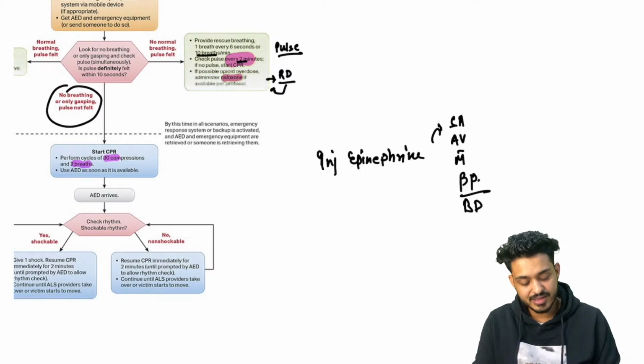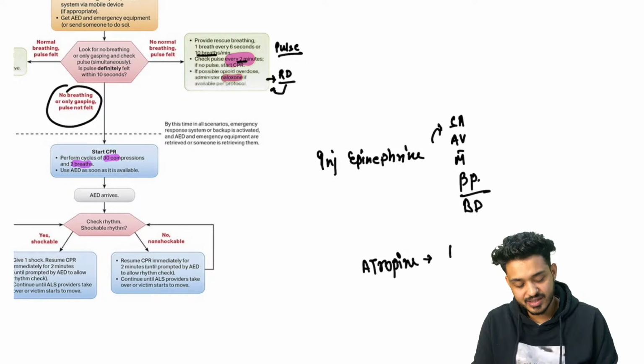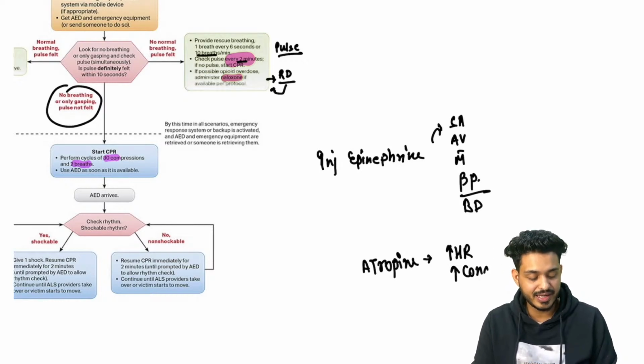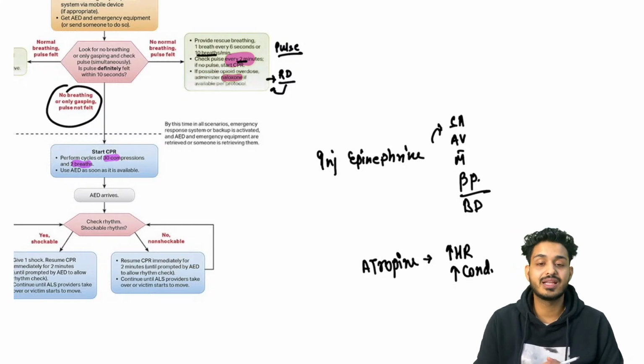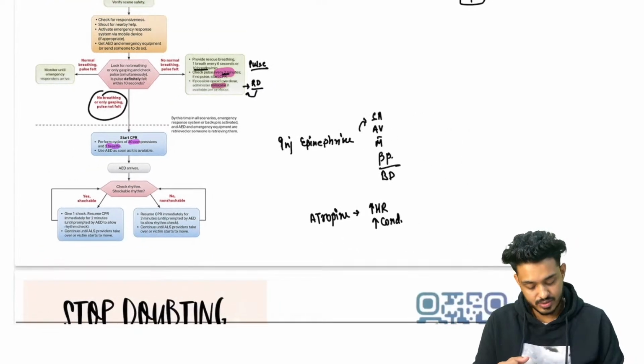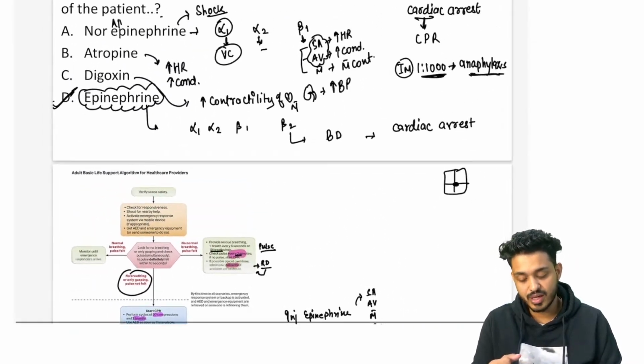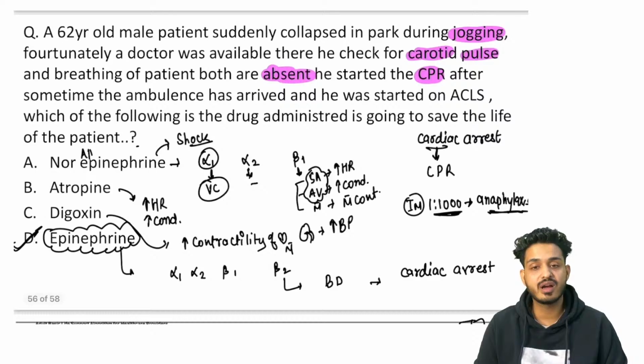अगर इससे भी काम नहीं चल रहा तो we can also use atropine, because atropine is also going to be responsible for increase in heart rate and increase in conduction, right? So we can also give atropine along with that. Depending on the situation, we can utilize these things, right? Okay, so these things we need to do. So this is how we are going to save our patient of cardiac arrest.